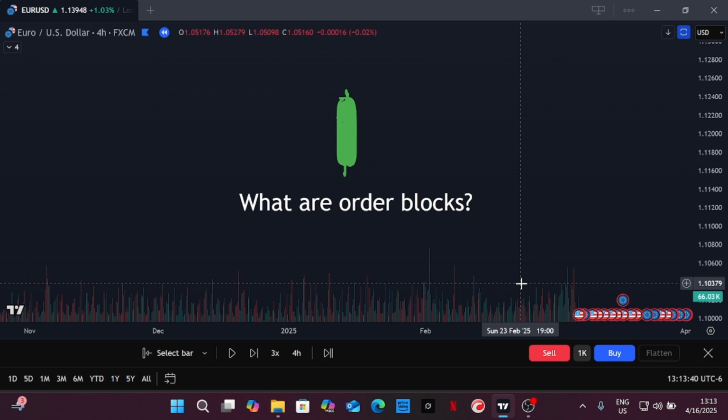Alright guys, let's jump right into the video. So for a lot of the new guys who are new to trading, you're probably wondering, what are order blocks? By definition, order blocks are areas where institutional traders and banks are looking to place large orders and get into the market, which creates high probability reversal or continuation zones.